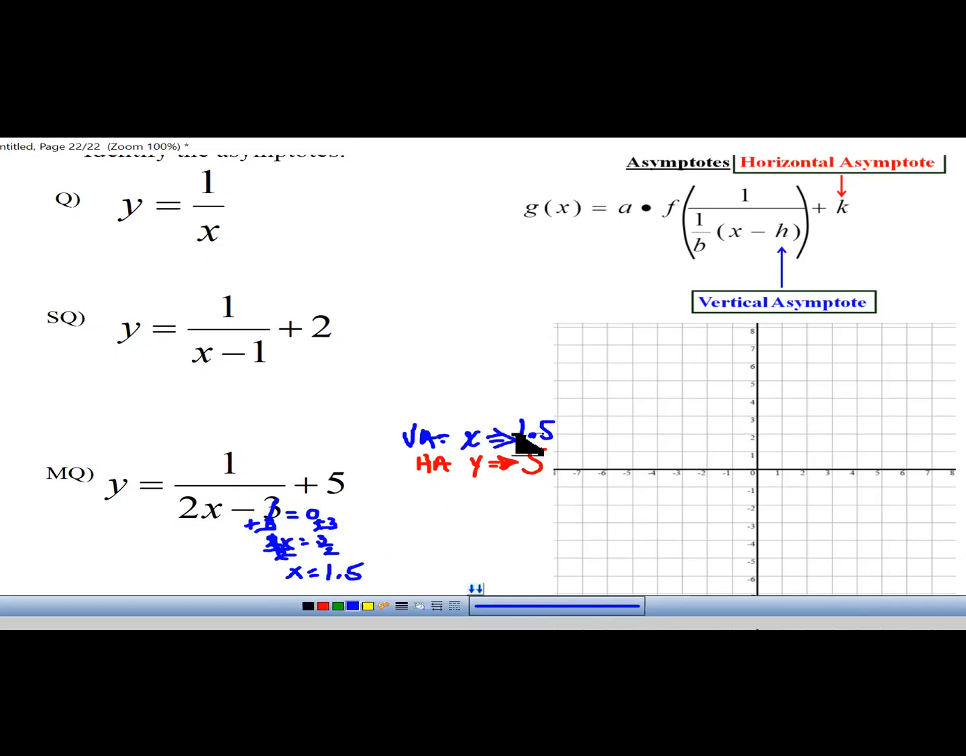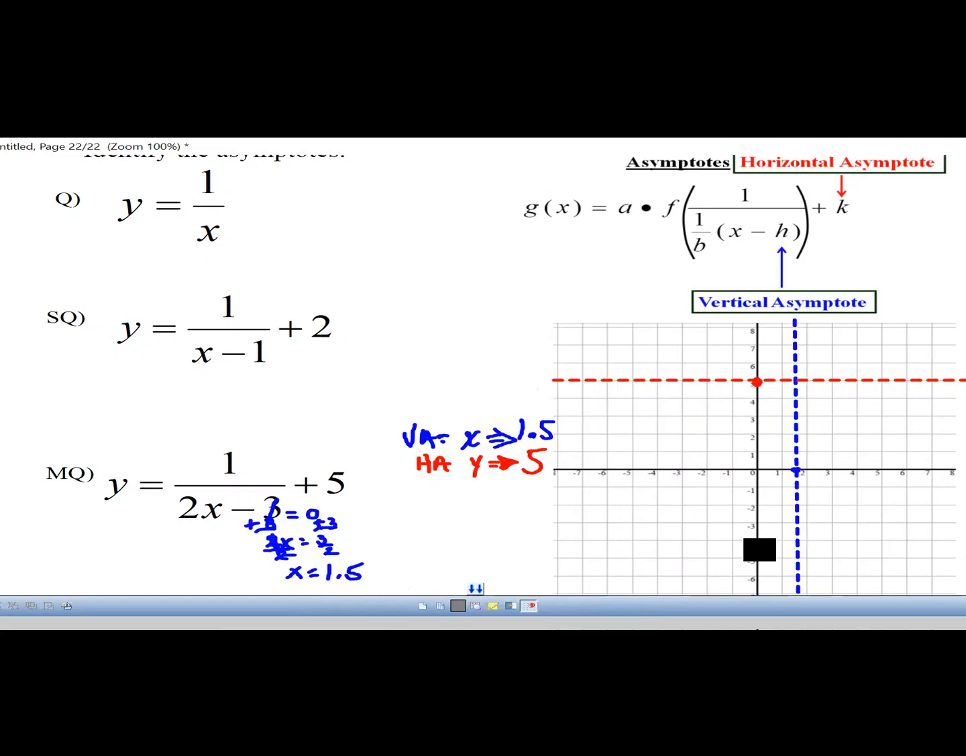All right, let's graph that. x equals 1.5, which is right there. So my vertical is going to be 1.5, and my horizontal is y equals 5, which is right there. y equals 5, going through that. There it is.